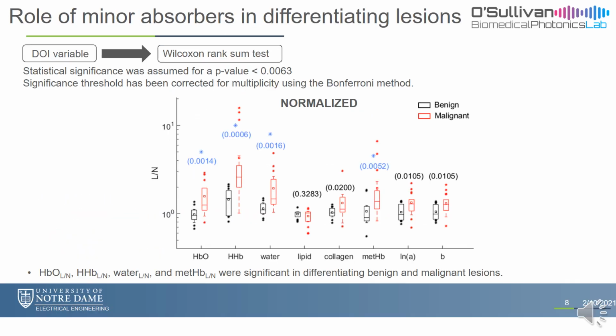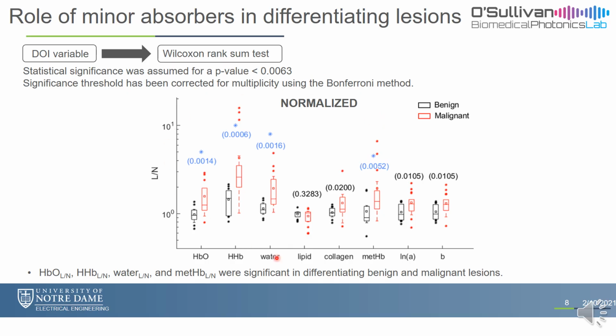What we did is we performed a statistical analysis on all of these DOI variables. The statistical test that we performed is a Wilcoxon rank-sum test, and statistical significance was assumed for a variable if the p-value falls below 0.0063. Now, this threshold of 0.0063 has been corrected for multiplicity using the Bonferroni method, which is why it is such a small threshold.